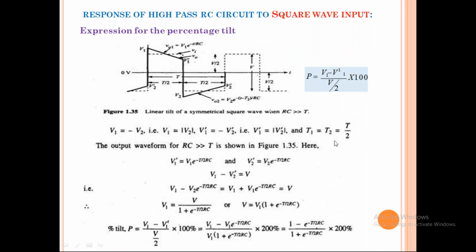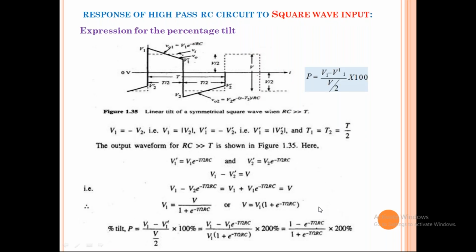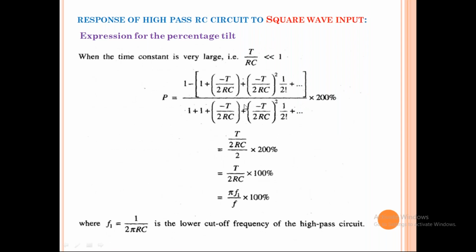So T1 equal to T2 equal to T by 2 and V1 dash equal to minus V2 dash. Substituting, the final answer for percentage of tilt is 1 minus e power minus T by 2RC by 1 plus e power minus T by 2RC, into 200%. That is how we calculate percentage of tilt for the high pass RC circuit. Here I will simplify by expanding e power minus T by RC. We already know that for modulus of x less than 1, the expansion of e power minus x is 1 minus x plus x square by 2 factorial, and so on. Simplifying, the answer is percentage of tilt equal to T by 2RC into 100%.